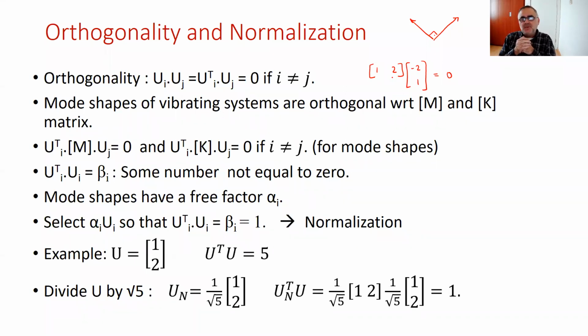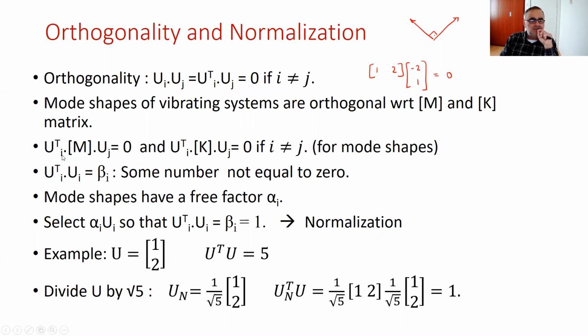Now, in vibrating systems, we have something more than this. The mode shapes of vibrating systems are orthogonal with respect to the mass and stiffness matrices. Now, what does this mean? This looks complicated. It means the following. If you have two eigenvectors, two mode shapes of a system, Ui and Uj, and you put the mass matrix in between them and multiply them, Ui transpose M Uj, you are going to get 0 if i and j are different. If i and j are the same, you won't get 0.